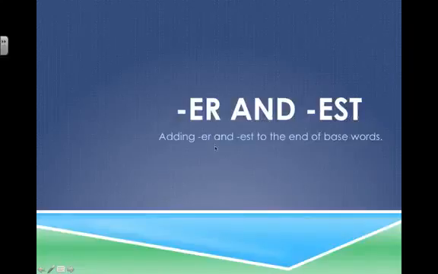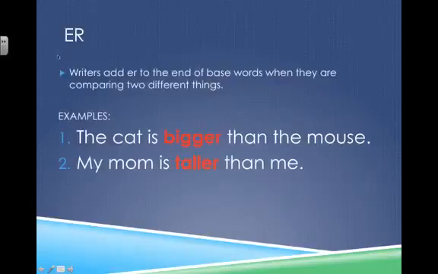Today we are going to talk about adding ER and EST to the end of base words. Remember, we are learning that base words are the words that are already there before we add the ending or the suffixes. Let's talk about the ending ER. You've seen this in a lot of words. Writers add ER to the end of base words when they are comparing two different things.